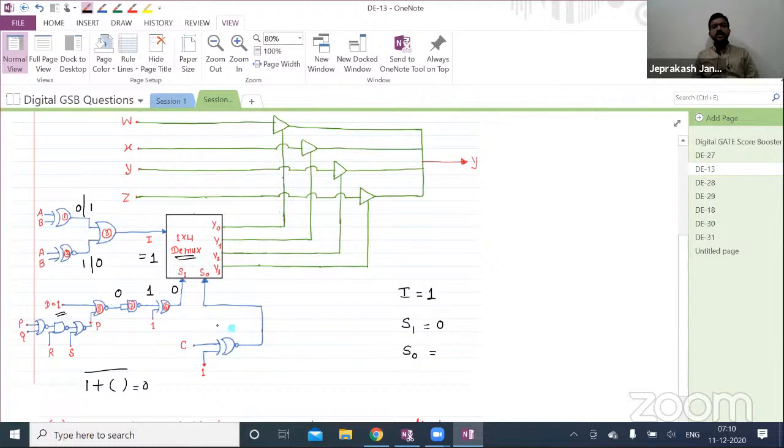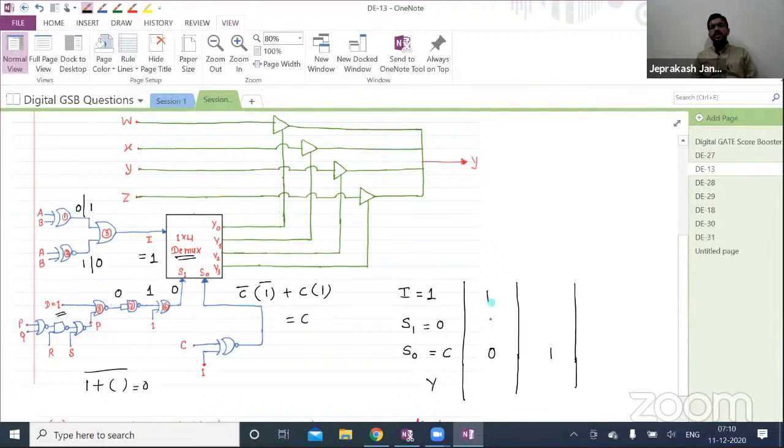Now let us determine S0 value. Here you are having exclusive OR gate. Inputs are C and 1. So that means here I will write C bar into 1 bar plus C into 1. That means you will get C. So S0 is nothing but C. So just 1 second. C value can be 0 or C value can be 1.